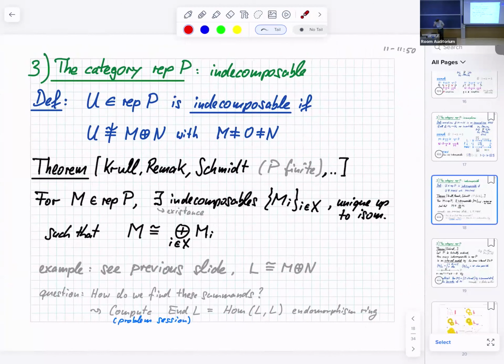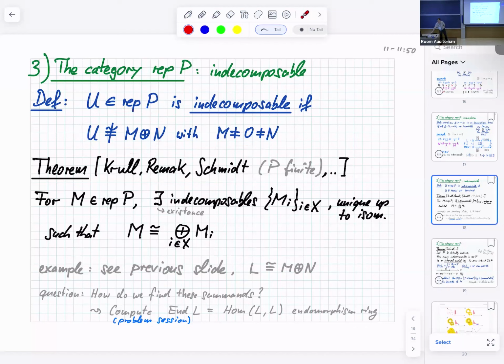So next thing, we know morphisms, we know isomorphisms. The next thing we need to study is when do we call a representation indecomposable? We call it indecomposable if we cannot decompose it. A representation is indecomposable if it's not isomorphic to a direct sum of two smaller, two non-zero representations. That's the notion of an indecomposable representation.